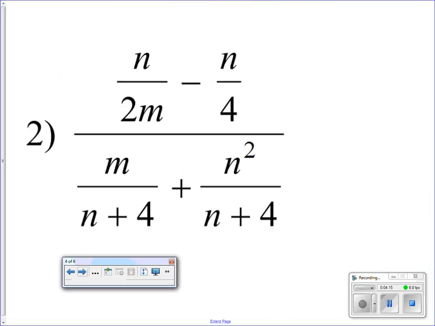Okay, let's look at another example. Here's another complex fraction. That last fraction only had one variable, it was a. Notice that this fraction has two variables, n and m. So again, our goal is to simplify this into one single fraction. So step 1, looking at the numerator first, we're going to subtract those terms. But first we need to make them have the same denominator.